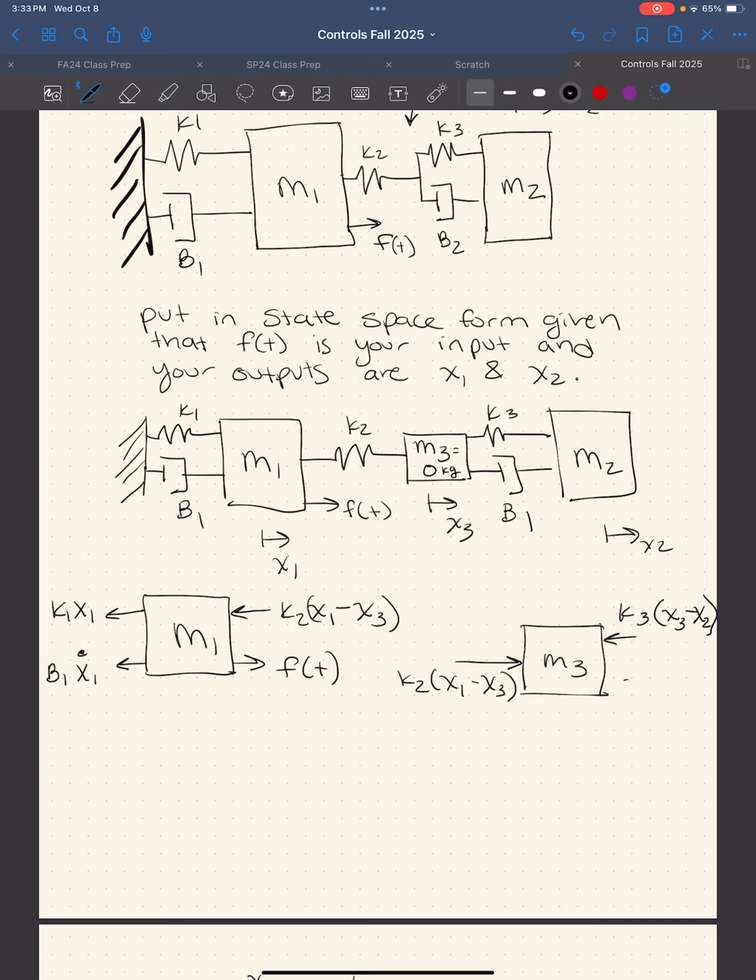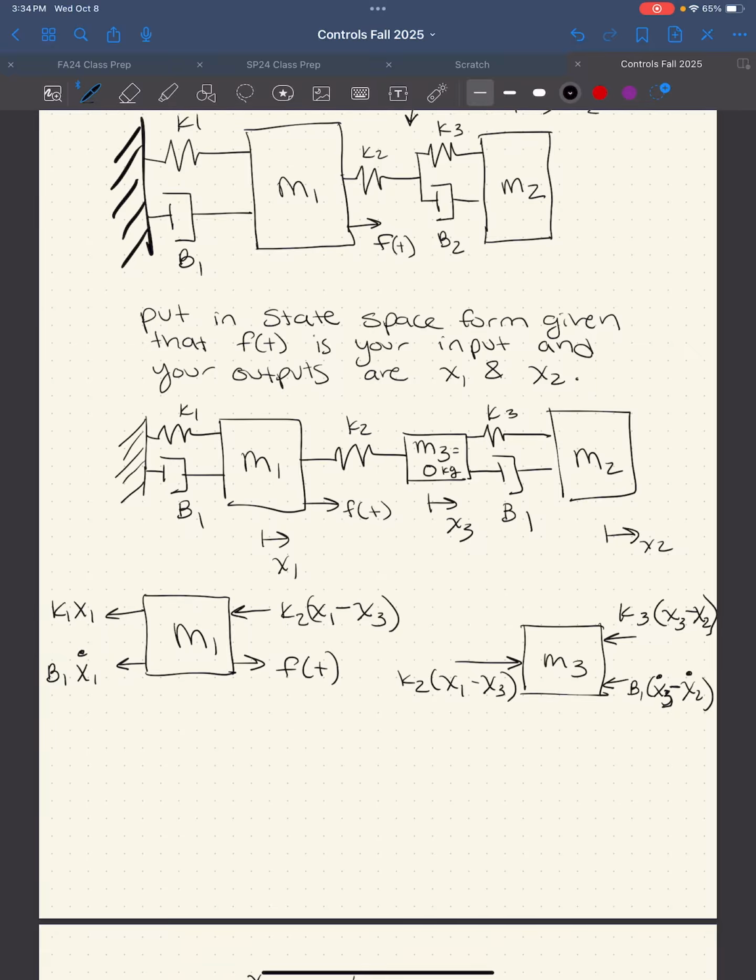Very similar thing happens with this damper. I'll have b1 times x3 dot minus x2 dot. It's the same logic as for the spring. It's just that it's velocities now instead of positions.